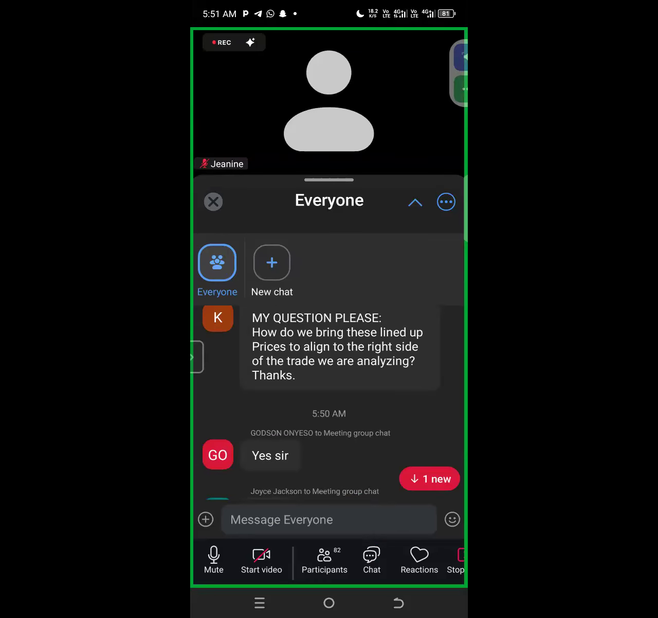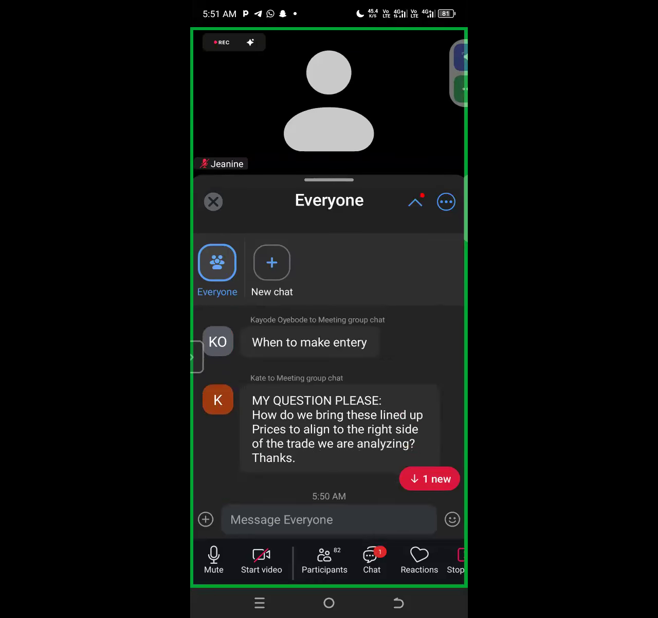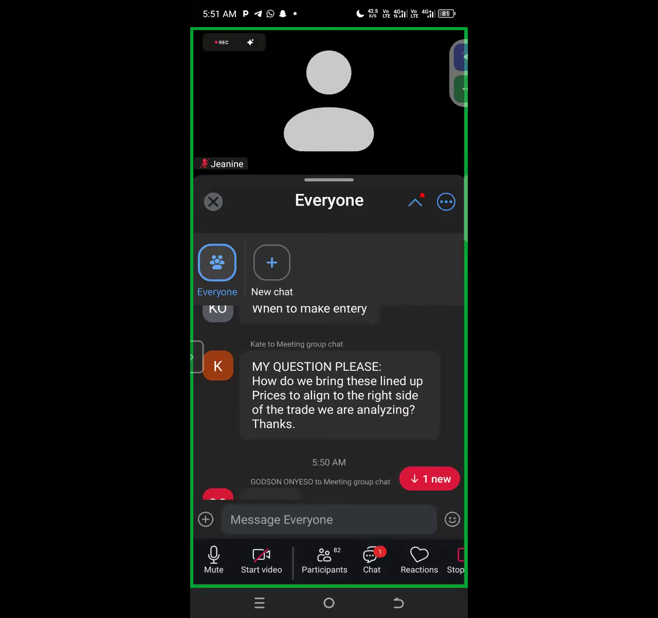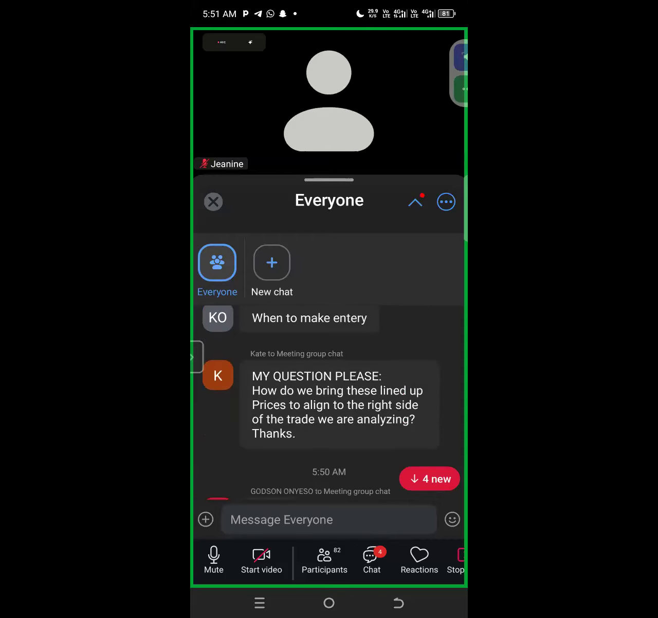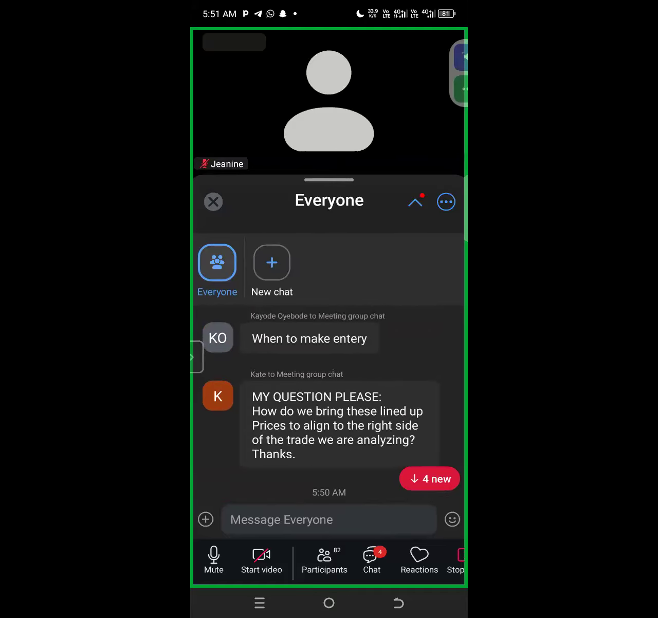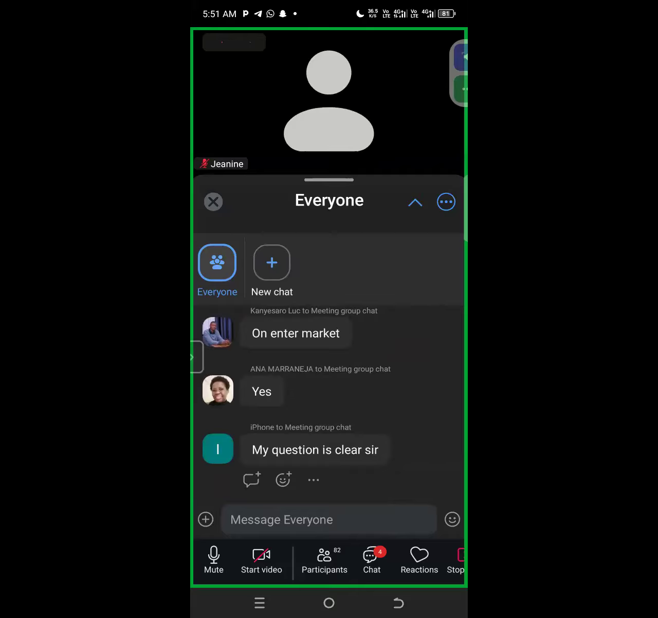Okay. All right. Now, my question is how do we bring these lined up prices to align to the right side of the trade we are analyzing? I don't know if I get you clear. When to make entry.